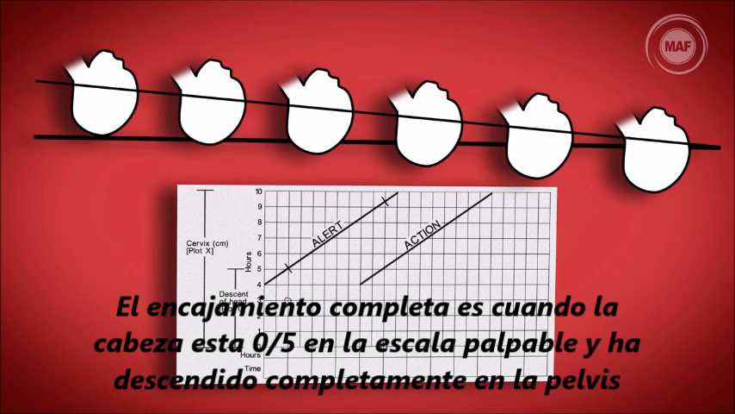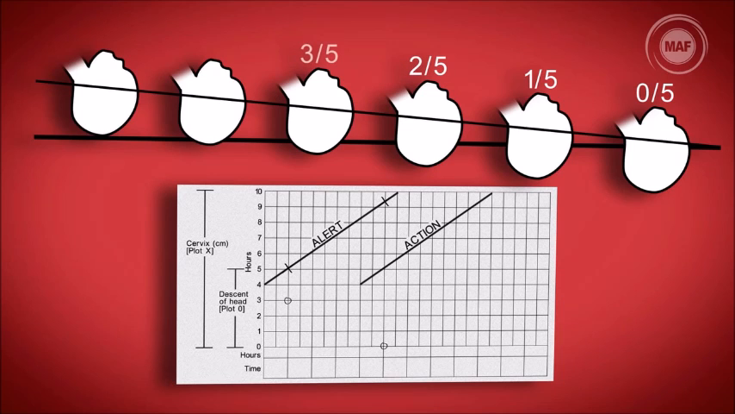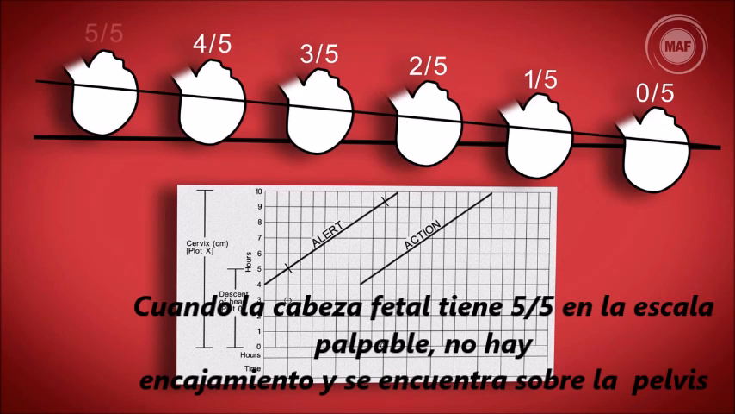Fully engaged is when the fetal head is 0/5 palpable and has fully descended into the pelvis. When the fetal head is 5/5 palpable, it is not engaged and is completely above the pelvic brim.